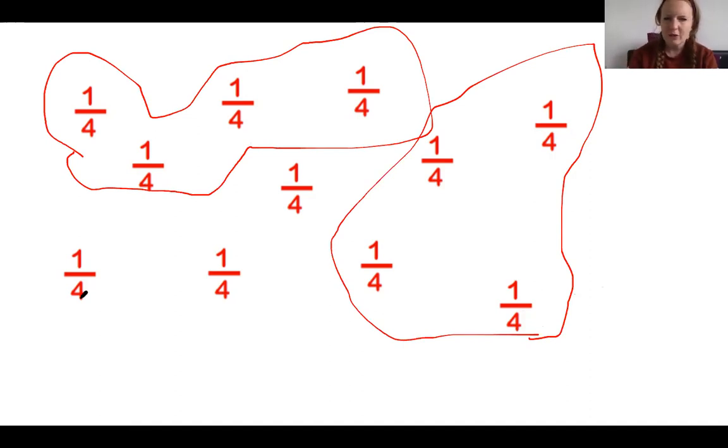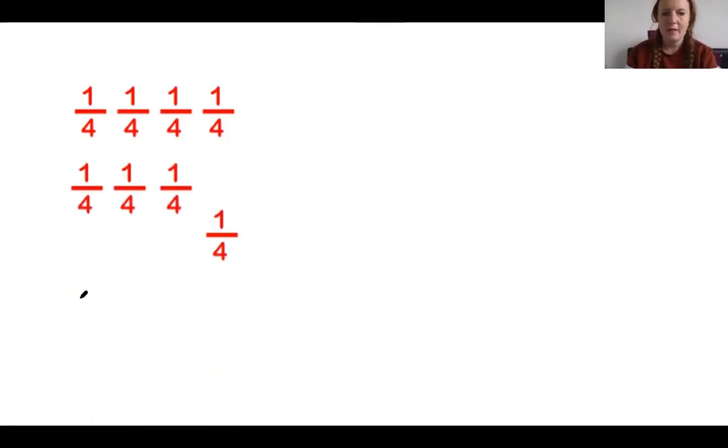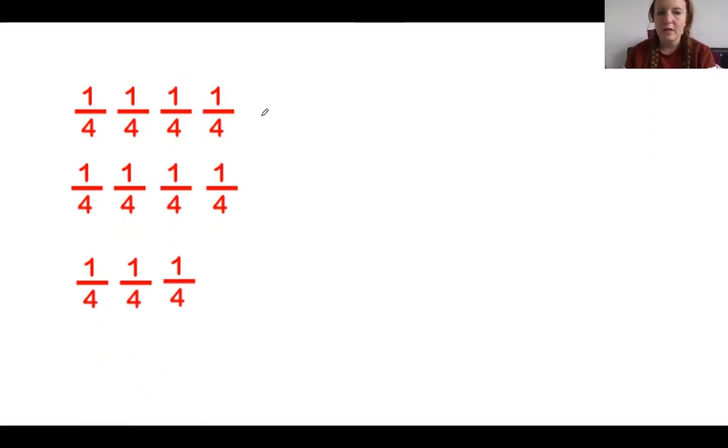So to make this look a bit neater, I'm going to put them in rows. So that's 1/4, 2/4, 3/4, 4 quarters, and that's 1. Again, this is 2. So now we know that 1/4 plus 1/4 plus 1/4 plus 1/4 is equal to 4 quarters, which is equal to 1.